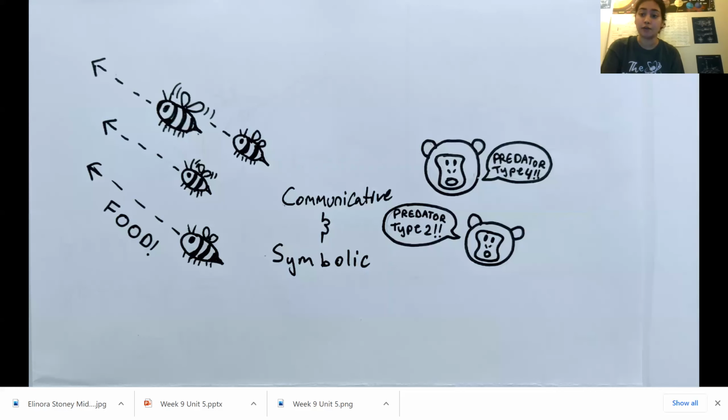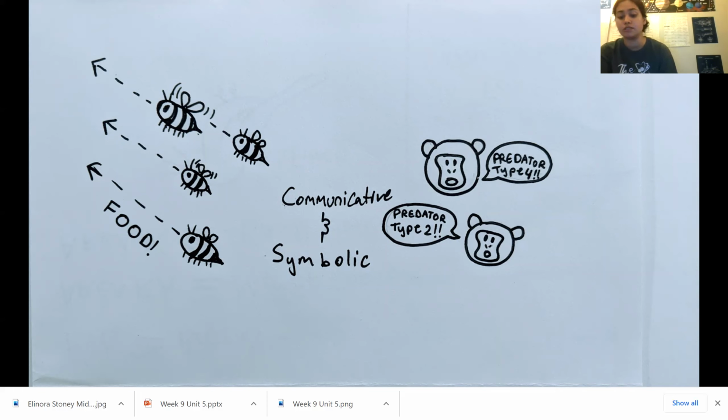Now, language is something we also should talk about. In order to be generative, or able to create infinite different possibilities, language needs to be communicative, structured, dynamic, and symbolic. And other species do have bits and pieces of a full language.